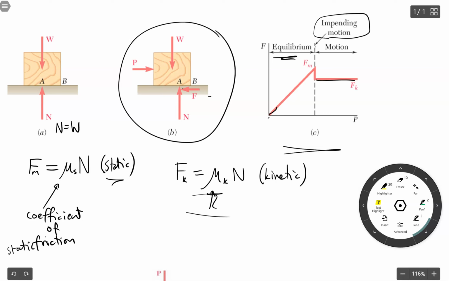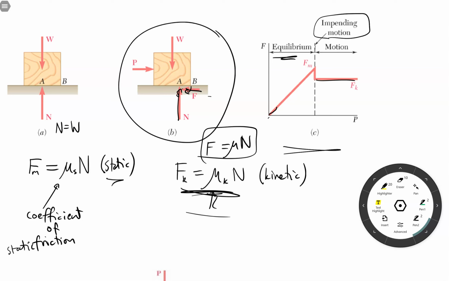One of the things we can do, because if we look at this, we've got this force N and this force F, and F and N are related. We can see here that F is equal to mu N, which is an interesting little piece of information that we'll use in just a second.